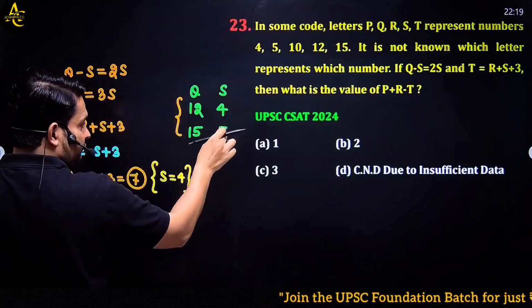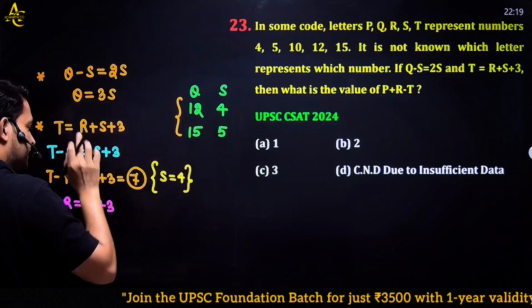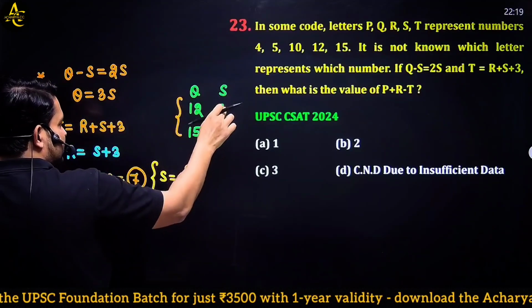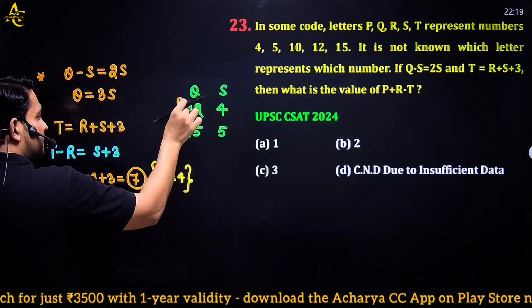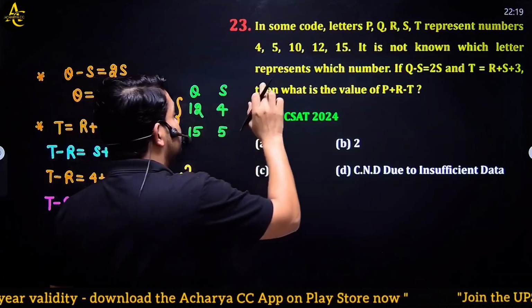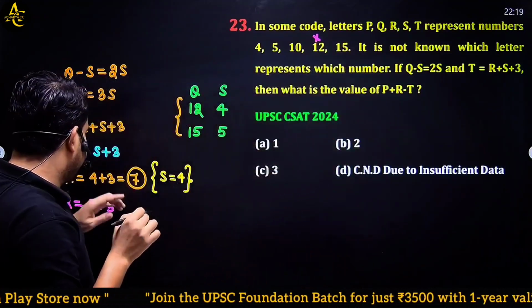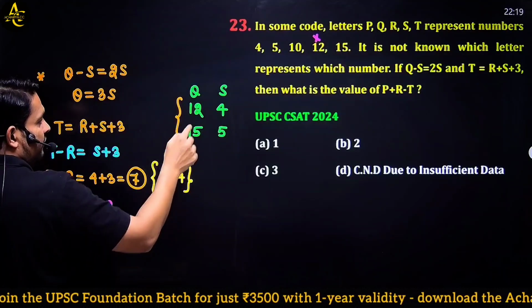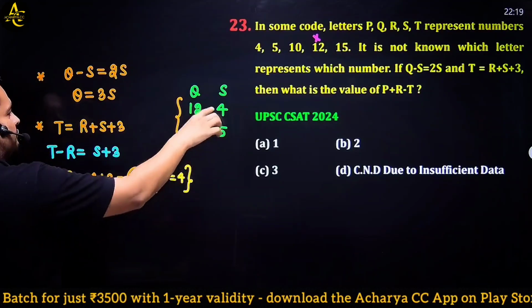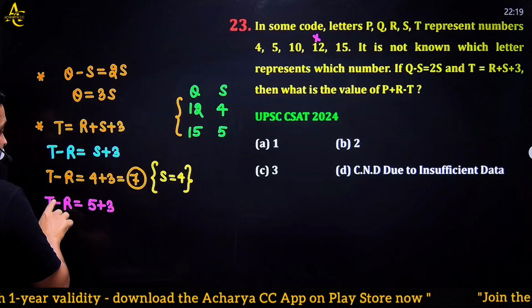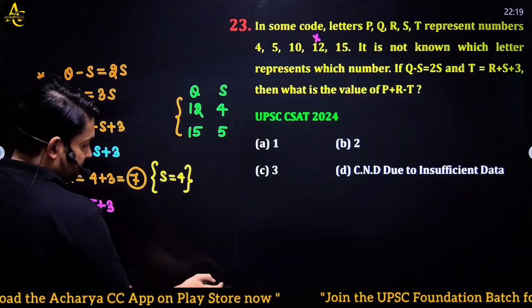if I take s is equal to 5, then q is equal to 15. In this scenario, if I take s is equal to 4, then here q is equal to 12. I cannot use this number. I can't use this number in the first case, because if I put s equal to 4, then it is clearly mentioned that q is equal to 12. Then these two numbers cannot take 12 as their values.